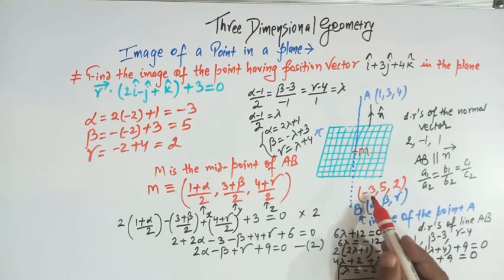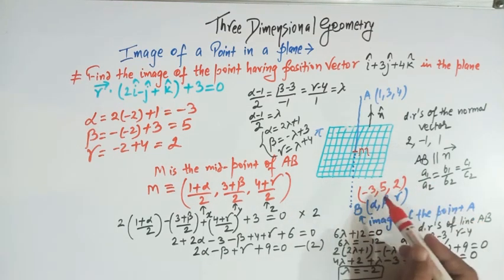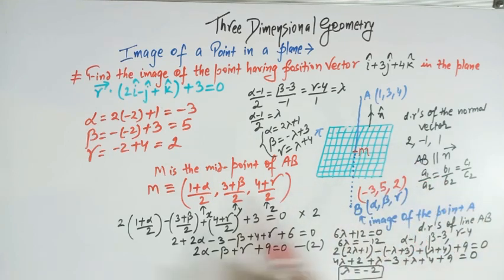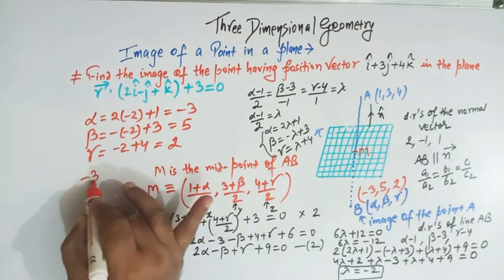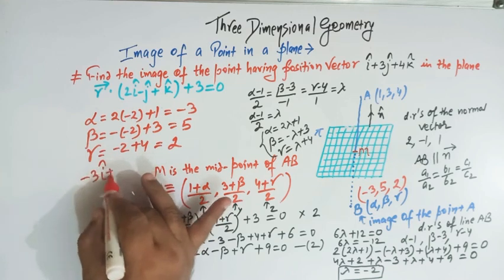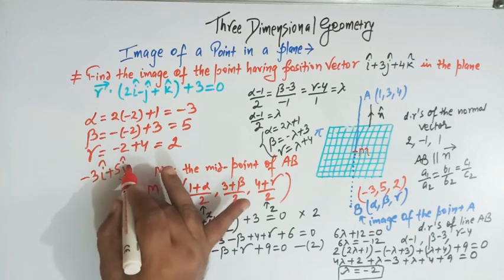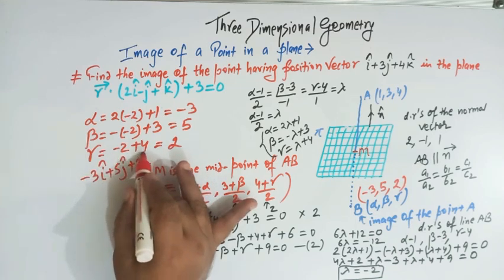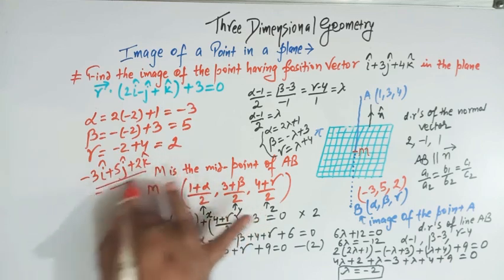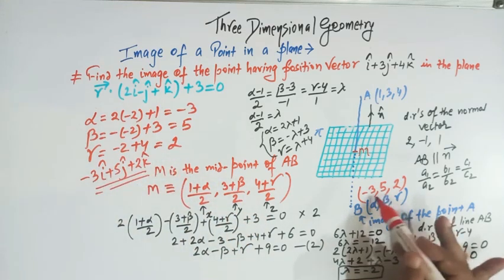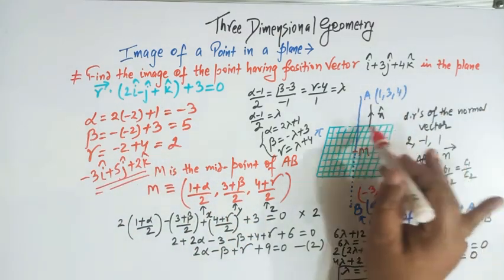And if we write it in the form of a position vector, we can write it as minus 3i cap plus 5j cap plus 2k cap, right? So this is the image of this point under this plane.